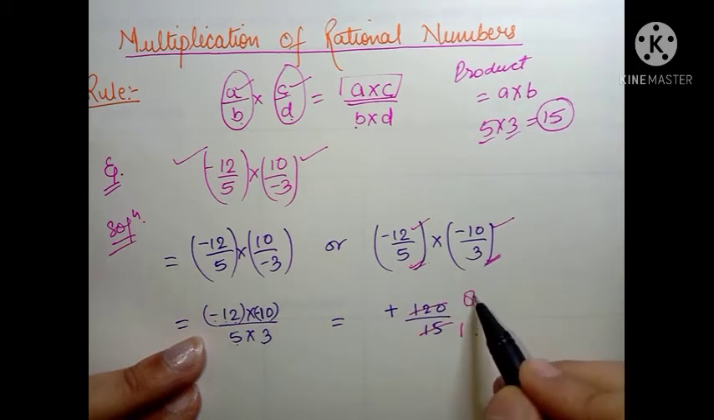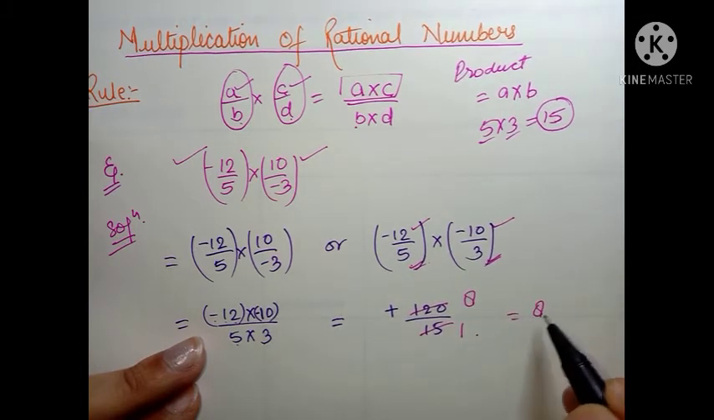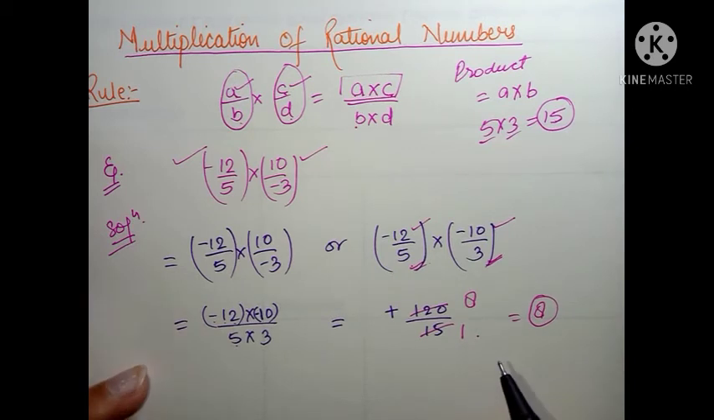15 ones are 15, 15 eights are 120. There is our answer, 8. Or you could leave it as it is also.